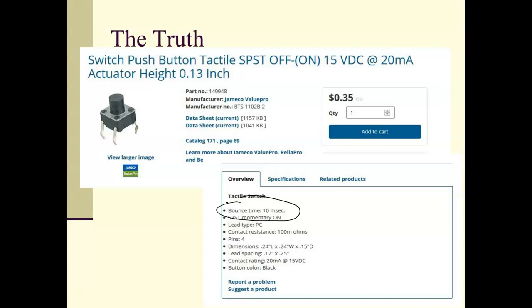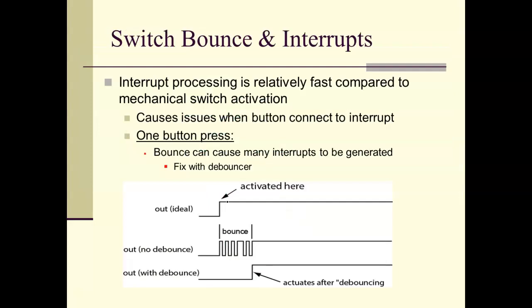Heck, it may not bounce at all, but what they're saying is no matter how much it bounces, it'll be done bouncing after 10 milliseconds. And so the issue here is all these little bounces here. This is on the millisecond level. All these little bounces could cause their own interrupts to happen if the switch is connected to an interrupt, and that's probably not what you want. Remember, the microcontroller is operating on nanosecond level. These bounces are happening on a millisecond level. It's going to be a problem.